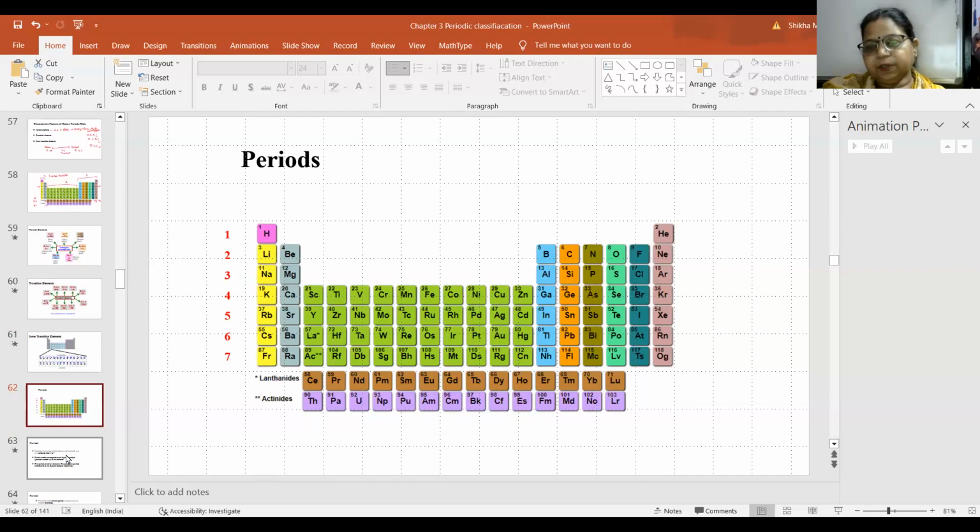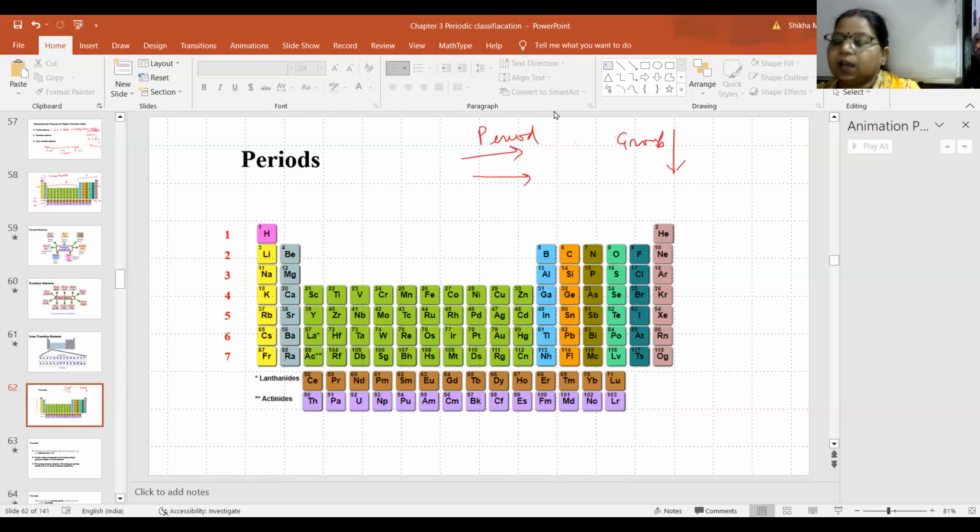Now talking about periods, we will do it quickly. Periods are always from left to right. Right to left is also a direction, but normally, whenever we talk about a group, we talk about the trend from top to bottom. And in a period, we talk about left to right. If I have to give you a difficult question, I may ask you about right to left.